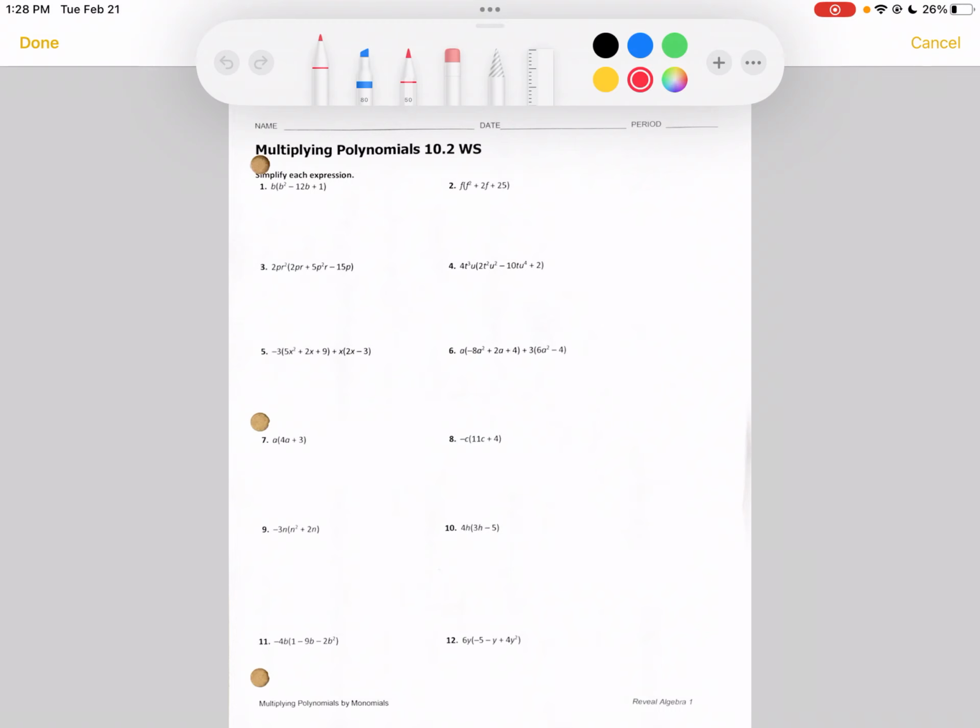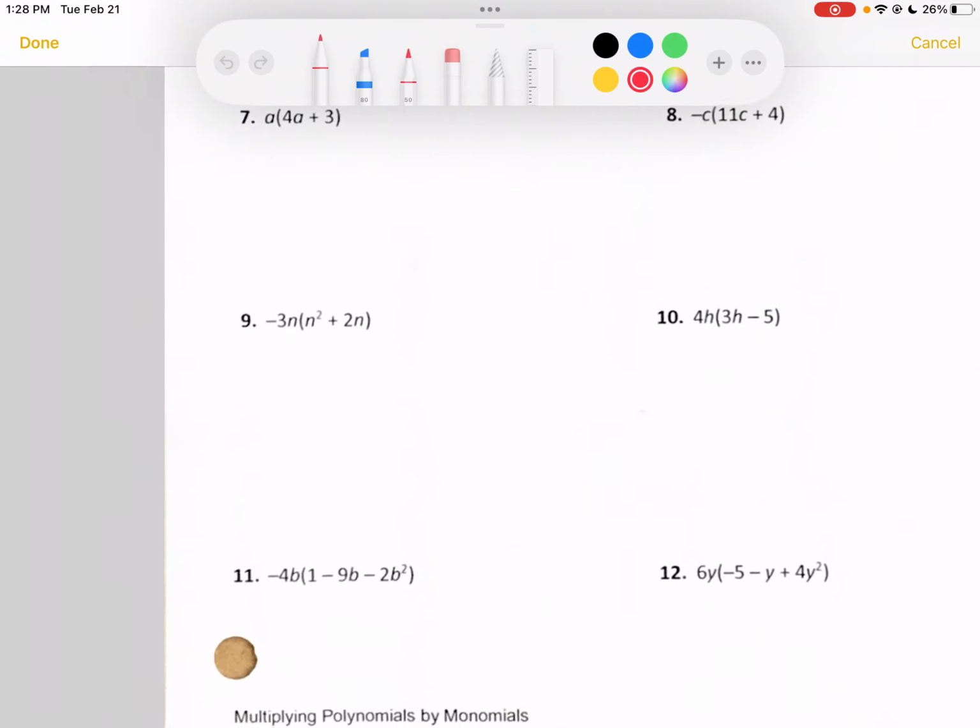Hey guys, we're working on multiplying polynomials today. I'm going to show you a few of the examples, and once you get the hang of the examples, then hopefully you can go ahead and work on the rest of your assignment. I think that we should start today with an easy one. Let's start with number 9.